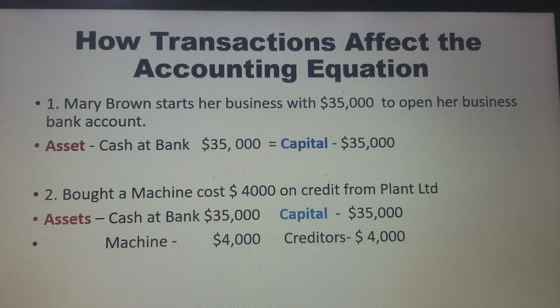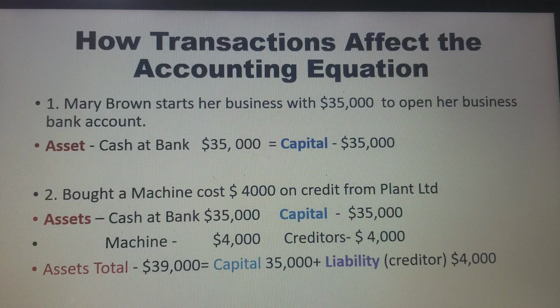But what will happen now? We have a new asset valued at $4,000, and we bought it on credit, so we have a creditor, a liability in the form of creditors for $4,000. So notice the asset side went up by 4,000. The liability side with the creditor went up by 4,000 as well. Let's go on. So the total asset then would be 39,000, equal to capital, which is what? 35,000 plus the liability of $4,000.